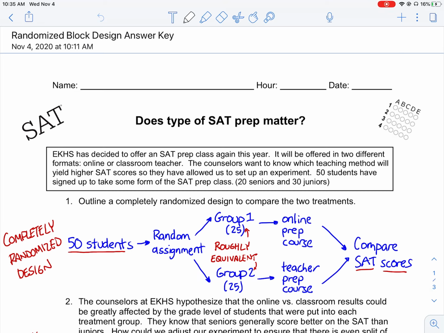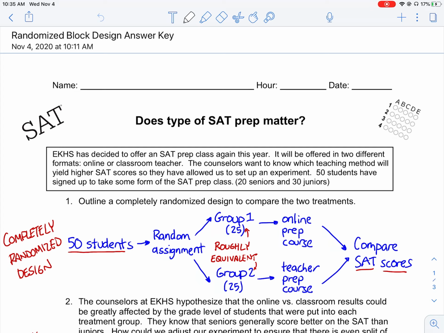There are 20 seniors and 30 juniors. So please note that all of these 50 students, they wanted to be on an SAT prep class. But at this point, they don't know if they're going to be assigned to an online prep class or the classroom teacher prep class. Now outline a completely randomized design to compare the two treatments.